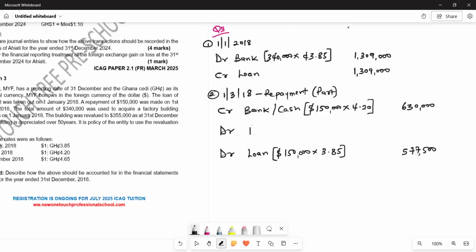So we debit the P&L in the name of what? Loss, right? This is all the difference. 52,500. So the one who got a different answer, can we know where your problem was coming from?